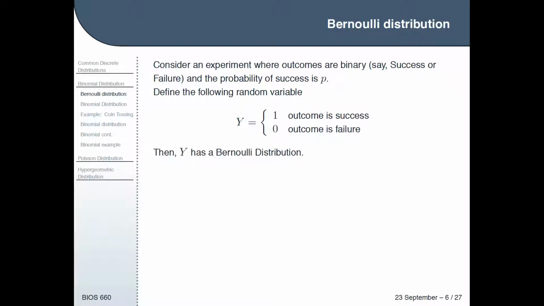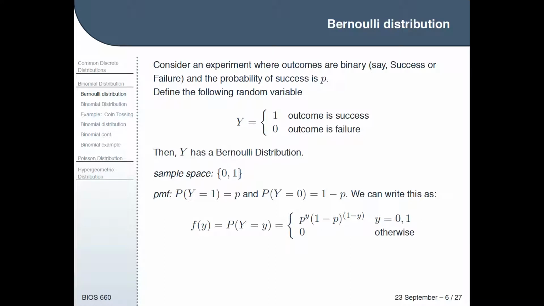So if you define a random variable y to have value 1 if the outcome is a success and 0 if it's a failure, then y has a Bernoulli distribution. The sample space here is obviously just 0 and 1. The probability mass function is equal to 1 with probability p and 0 with probability 1 minus p.